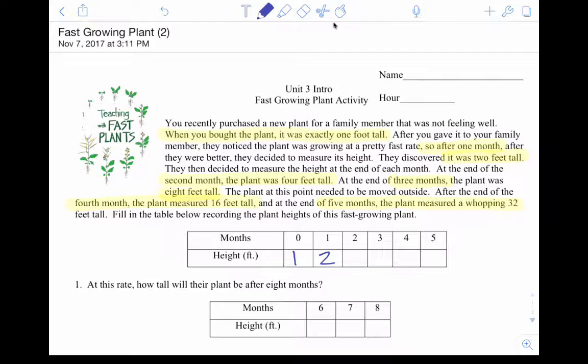After the second month, the plant was 4 feet tall. After 3 months, it was 8 feet tall. After 4 months, it was 16 feet tall. And then after 5 months, it was 32 feet tall.